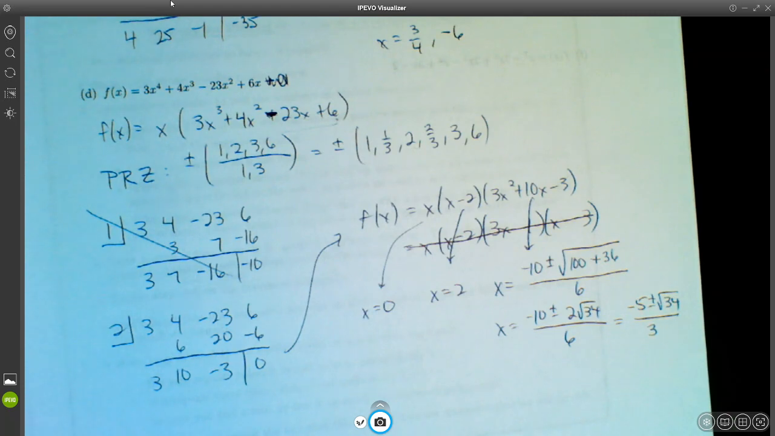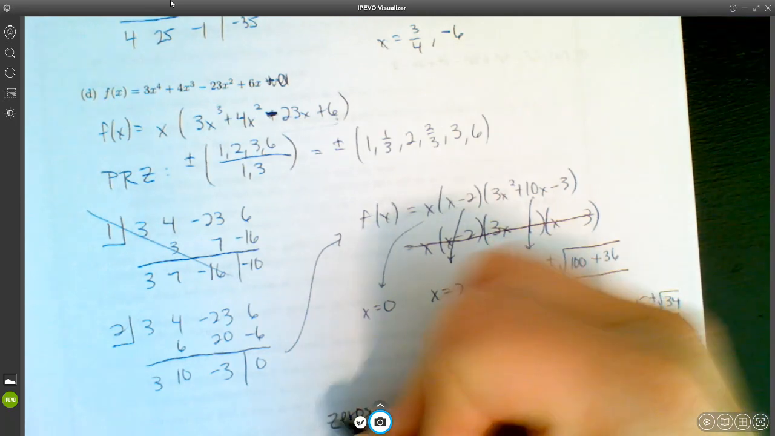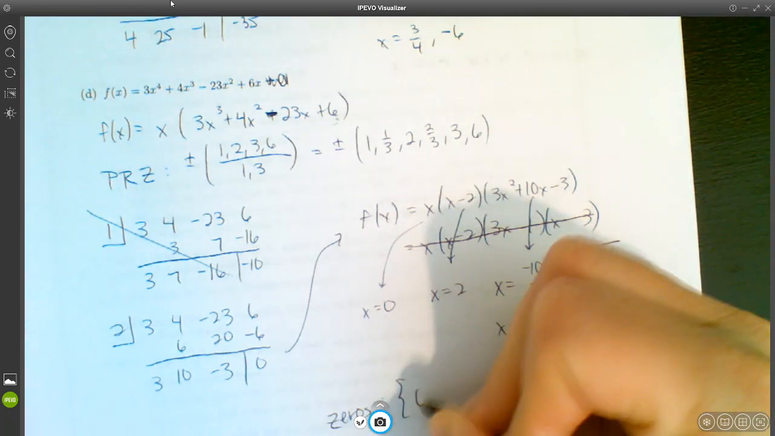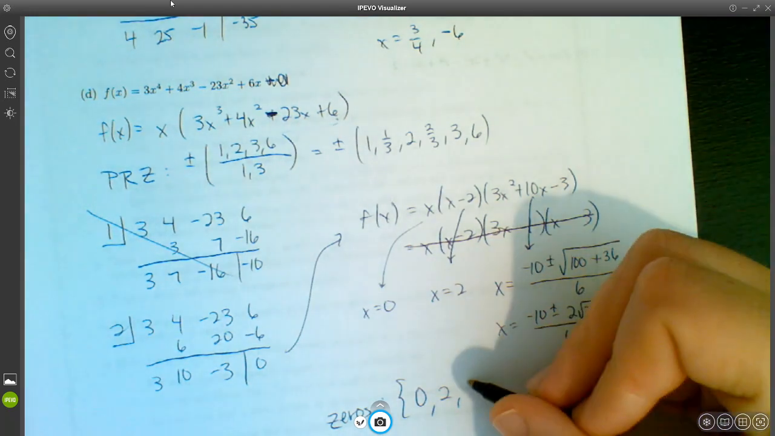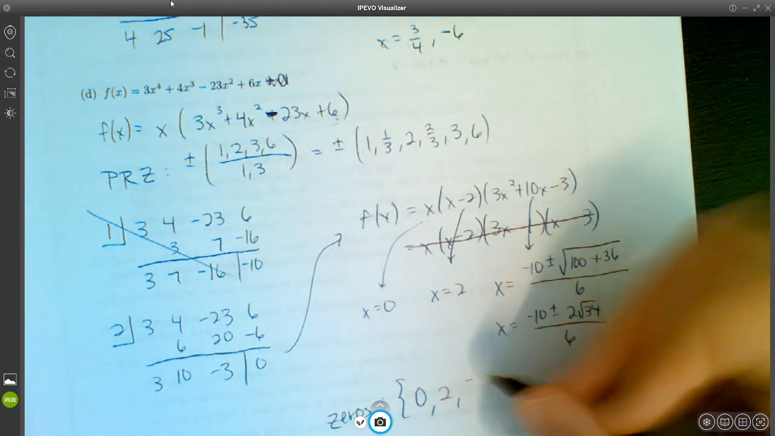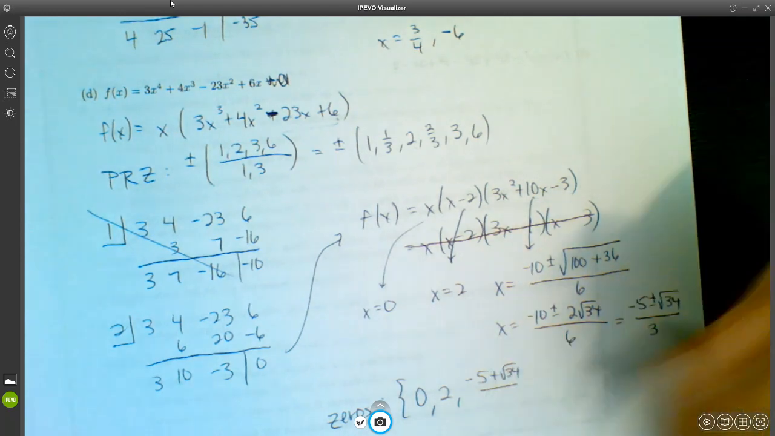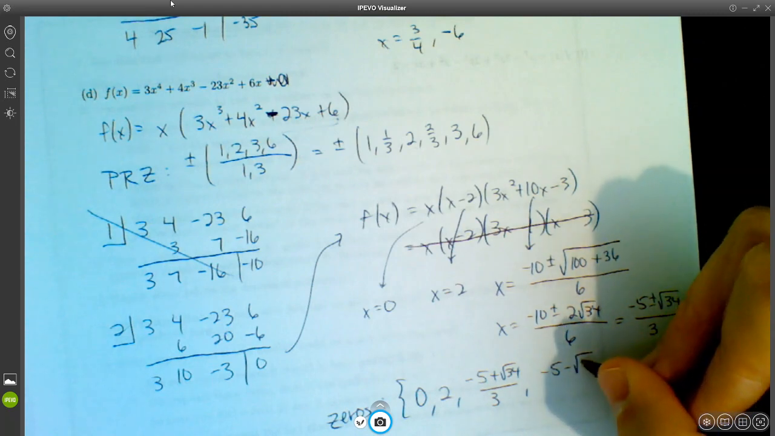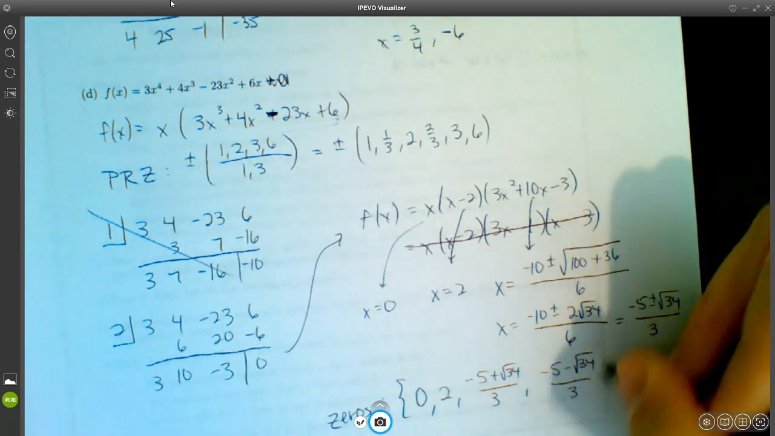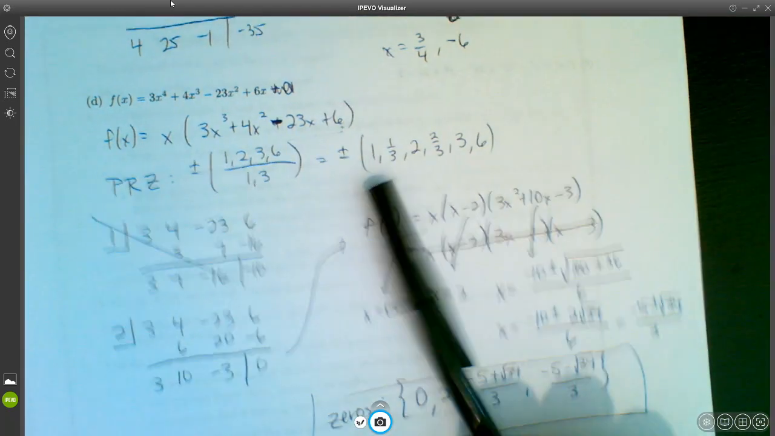Okay, so there we go. There are the zeros. X equals 0 is a zero. X equals 2 is a zero. X equals negative 5 plus root 34 over 3 is a zero. And then x equals negative 5 minus root 34 over 3 is a zero. Okay, so there we go. All right.